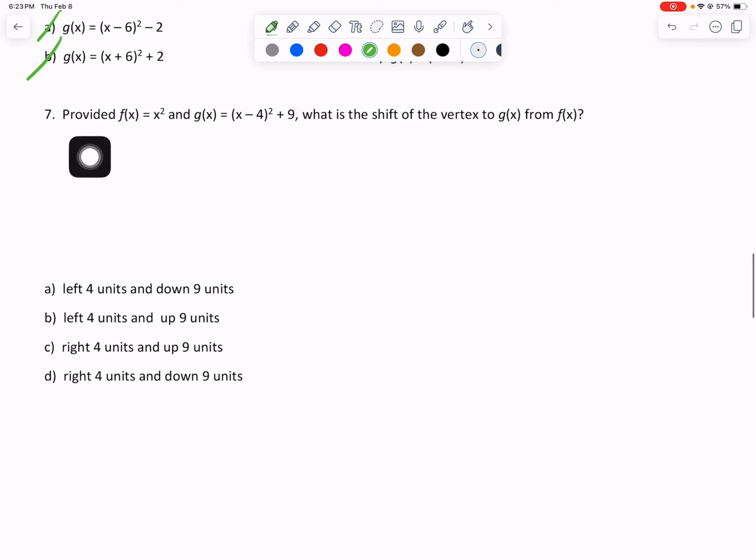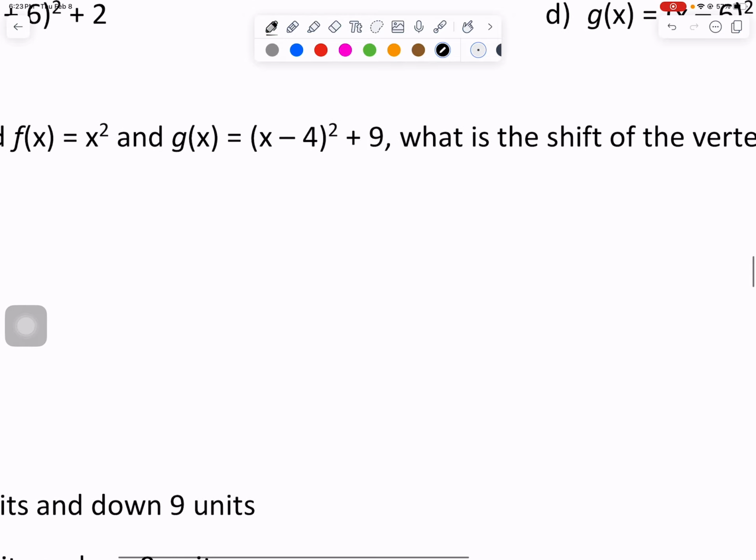Moving forward to number 7, provided f of x equals x squared and g of x equals x minus 4 squared plus 9, what is the shift of the vertex to g of x from f of x? Okay, so now again, let's simply go ahead and write it as coordinates. Now we're going from a function to a coordinate, but again, we need to continue to flip that h value. Now, if our h value is, great job, someone said it, negative 4, what does it become? It's just 4. Your k is, yes, great job, it's 9. Please go ahead and write your 9.